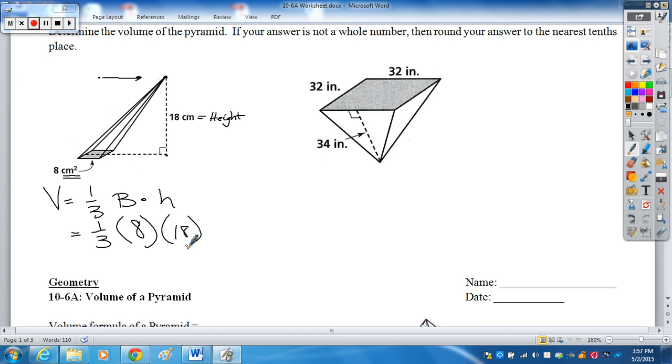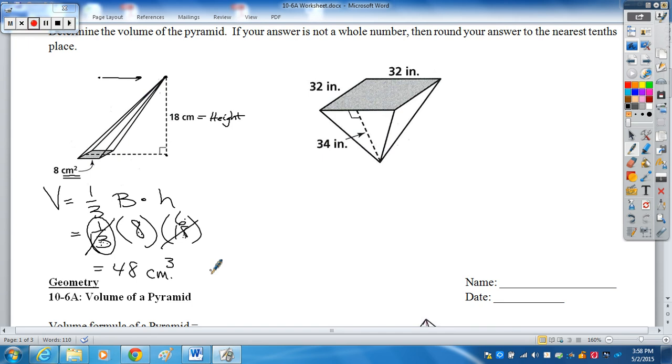Now, you could go ahead and plug this in your calculator, but I just want to show you something that can really make things easy for you. I always try to find if a factor of 3 goes into either one of these numbers, I can simplify this pretty easily. So does 3 go into 8 evenly? No, not at all. Does 3 go into 18 evenly? It does. It goes in 6 times. So I can reduce that down to 6 by dividing 18 by 3. And then from there, 6 times 8 is 48. And the volume of this figure is going to be 48 cubic centimeters. Okay? All right, so very basic, basically just plug in and simplify.